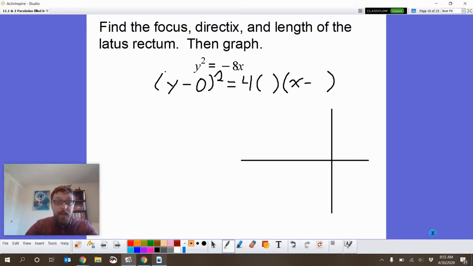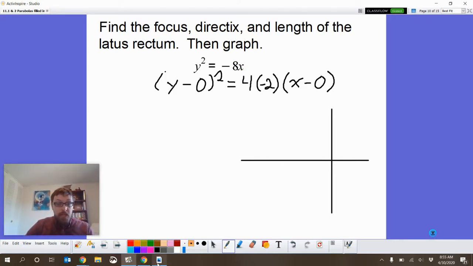Then let's do the same thing with X. So we've got just a regular old X right here. So X minus what is going to be X? Same trick, 0. Now right here, we got a 4 times something. 4 times something has got to be negative 8. So 4 times what is going to be negative 8? Oh, negative 2.